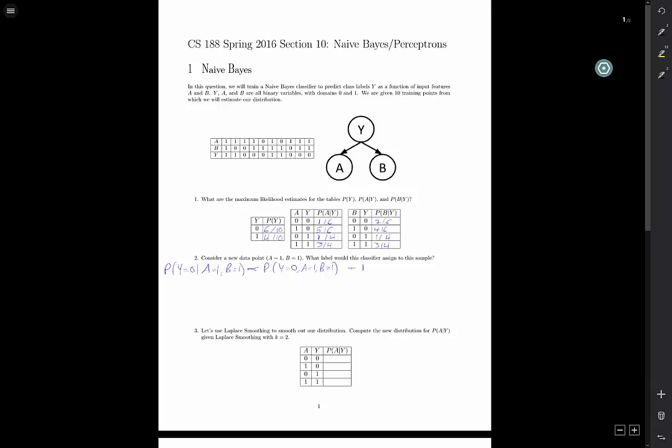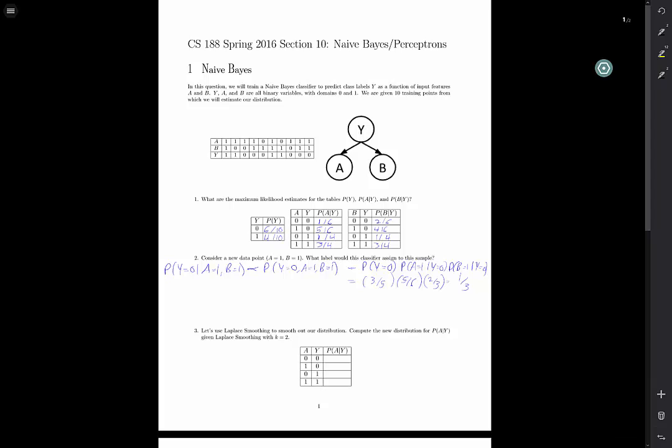And this equals probability of y equals 0, just doing the Bayes net product of local conditionals. Probability a equals 1 given y equals 0, and probability of b equals 1 given y equals 0. So I can look up at my table, and I get 3 over 5, 5 over 6, and 2 over 3, and this equals 1 over 3rd if you simplify it out.